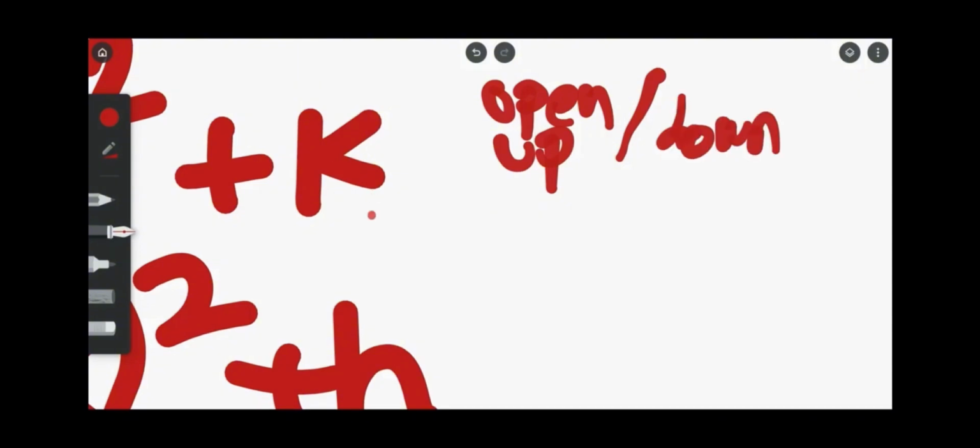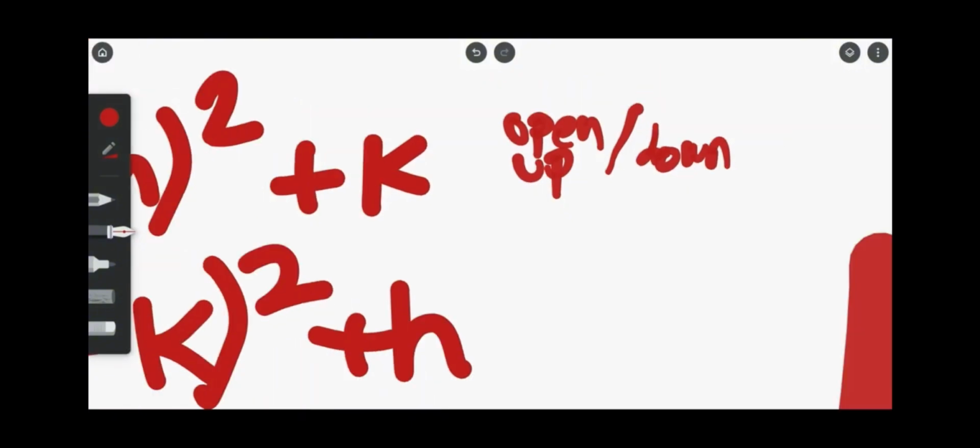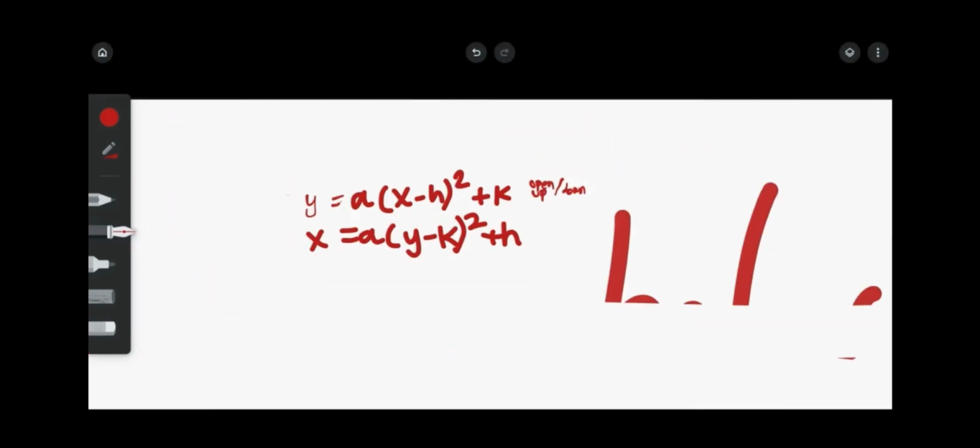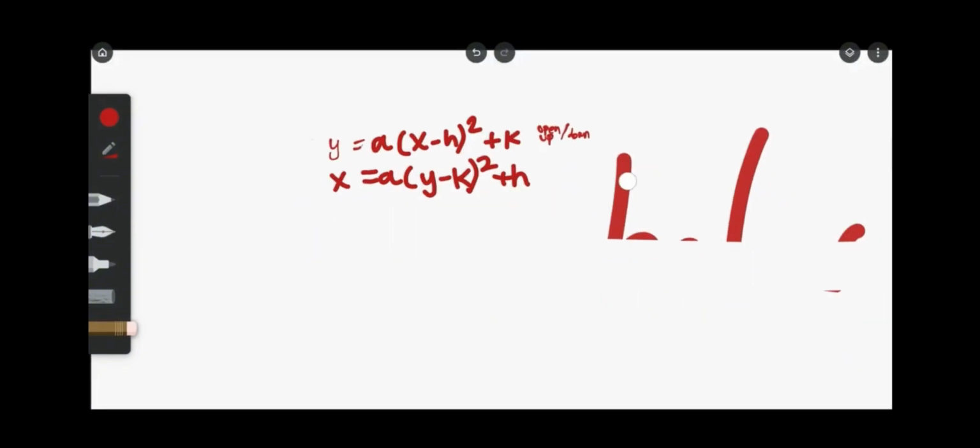Okay, and it could be up if it's vertical. Obviously, your parabola is going to be vertical if it's up or down. Okay, it will go to the left. Wait, why is that there? Oh, my bad, I didn't erase this part. I'm sorry.